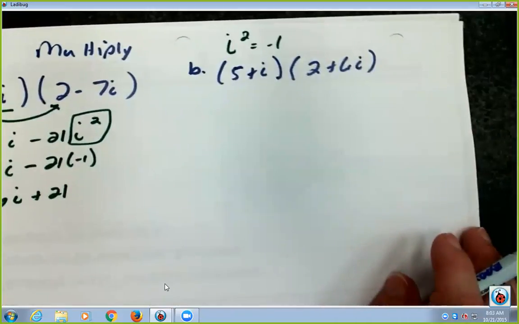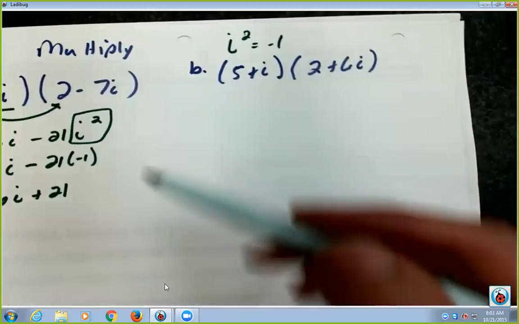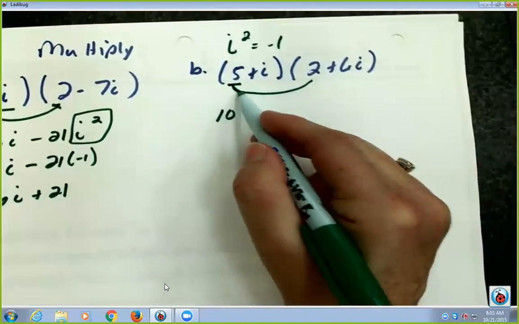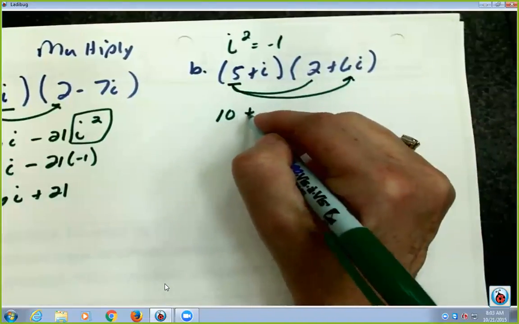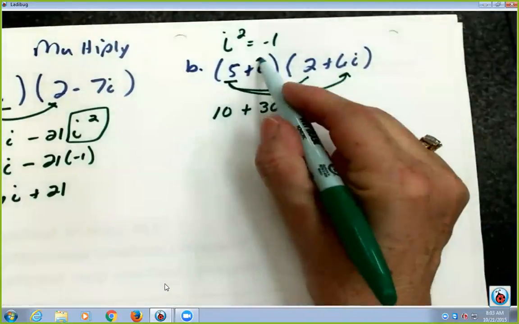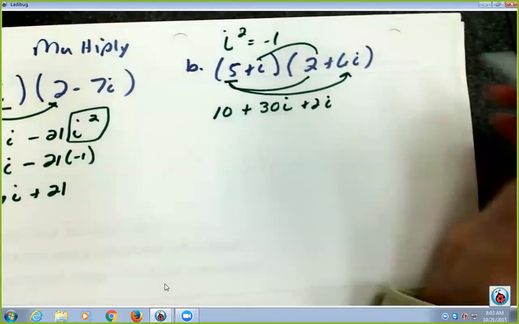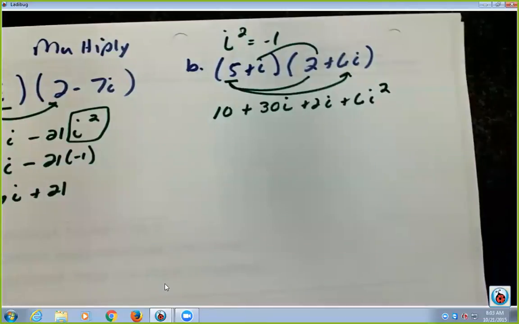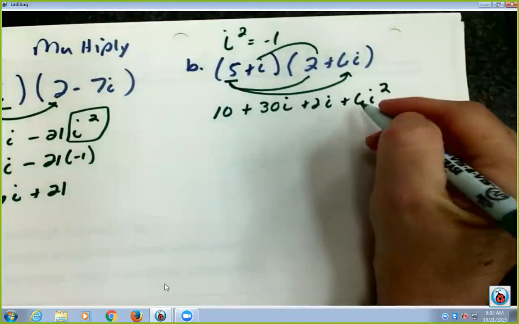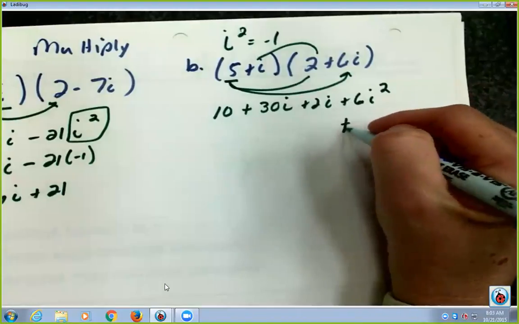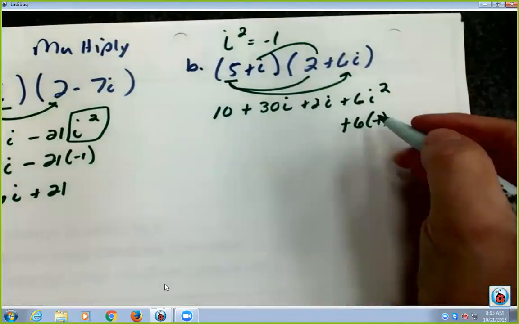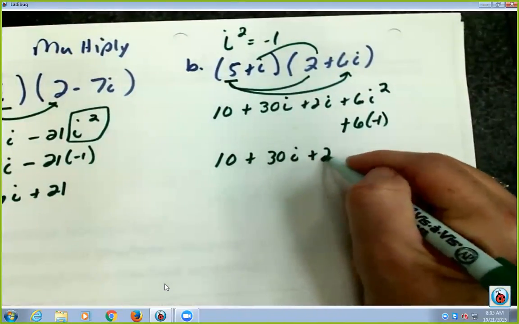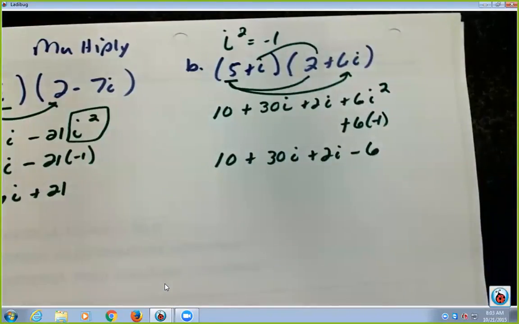Well, this one we need to FOIL. And we've been using FOIL through a lot of different things. So 5 times 2 is 10. 5 times 6i is a positive 30i. i times 2 is 2i. And i times 6 is a plus 6i squared. But the 6i squared needs to be fixed. So it is really going to become a positive 6 times a negative 1, or a negative 6. So now I have 10 plus 30i plus 2i minus 6.